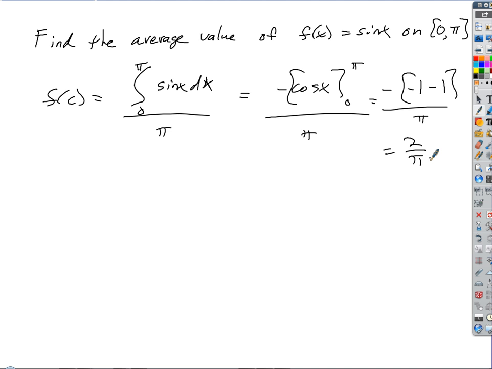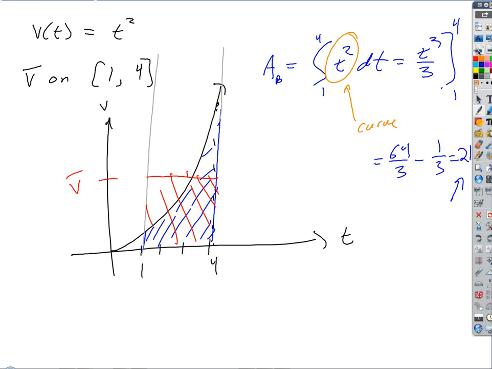Okay, so what if I change this though? I could make this harder. I could also ask the question, what if I want to find all the values of c where the function has its average value? How could I do that? If we went back to this picture right here, this is c in my picture. That's the value of x where the function has its own average value, right?